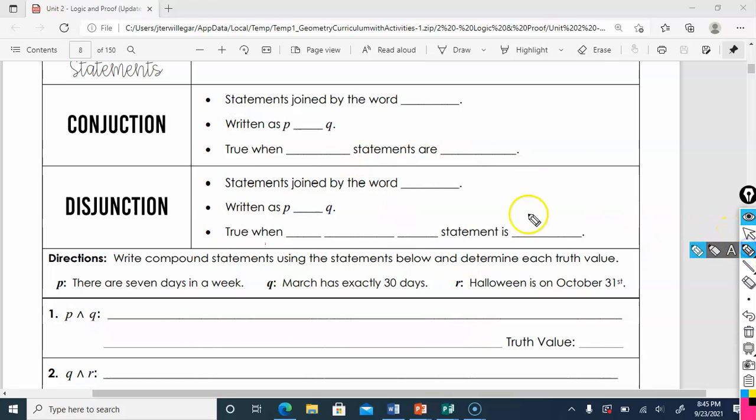Now, disjunction. For this one we're going to use the word or, and we're going to use the upside down caret symbol. This means P or Q. This is true when either statement is true. One and or both of the statements are true. Because if I say I love cats or I love dogs, but I just love dogs, the entire statement is true. But that statement would also be true if I did love cats and dogs. Love all the animals.